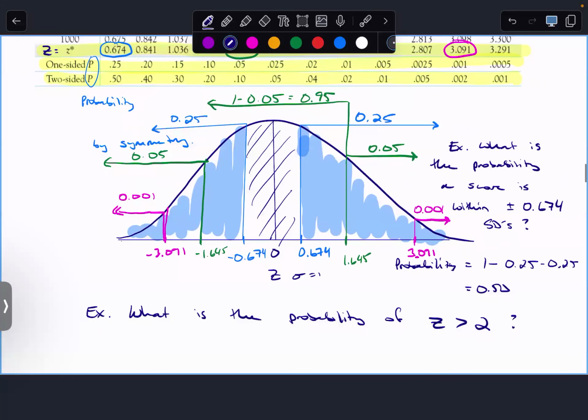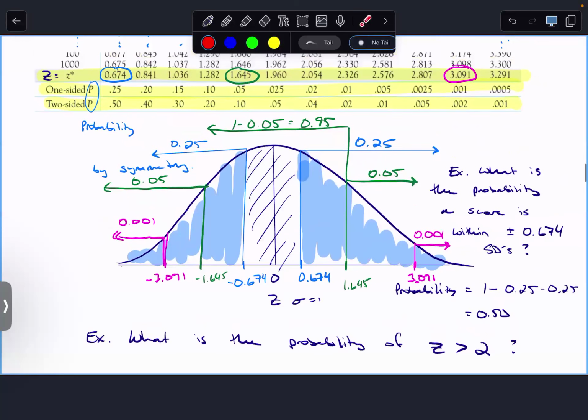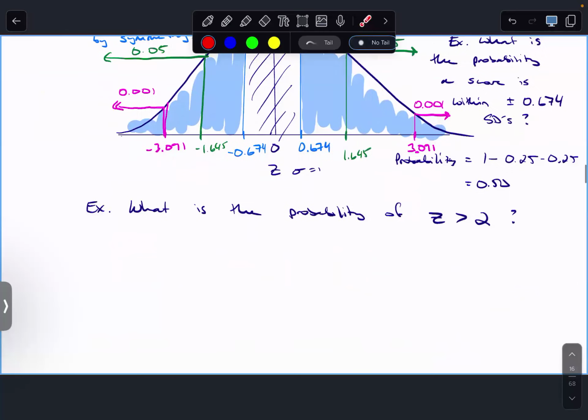What are we going to do? We're going to take a Z of 2 and try to place it somewhere along here. Notice that, of course, as I move out from 0, it's just increasing this way. And so if I place 2 somewhere in here, 2 is somewhere between 1.96 and 2.054. Fair enough. Right. So let's see here.